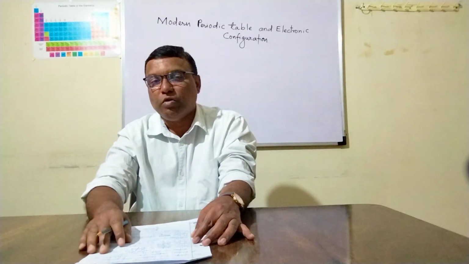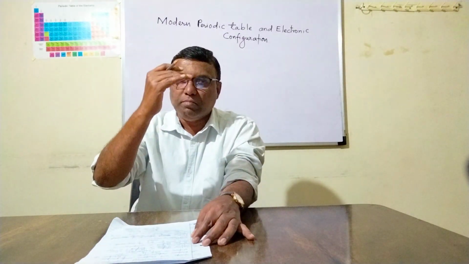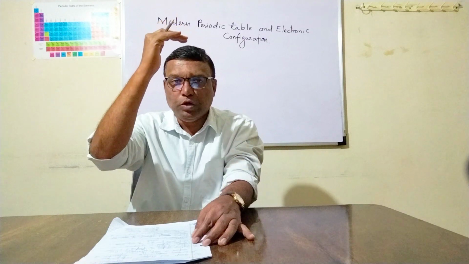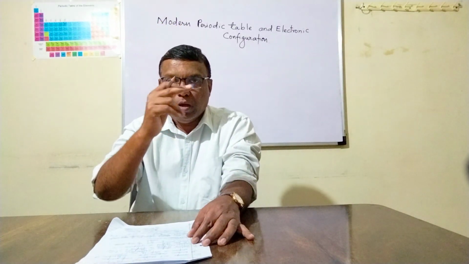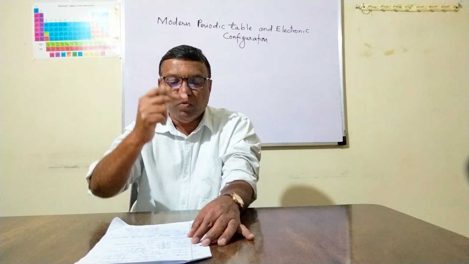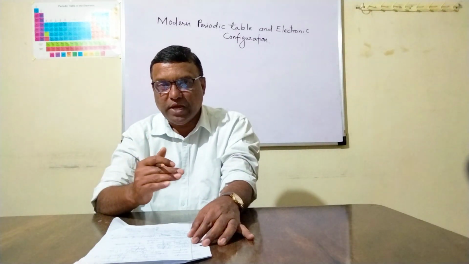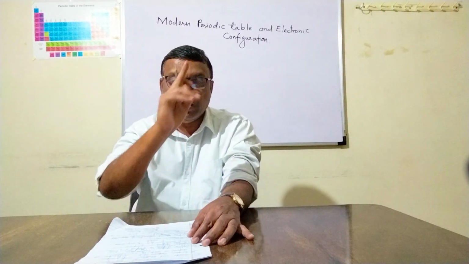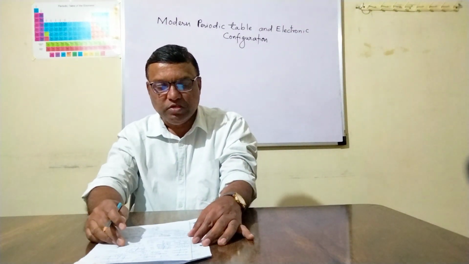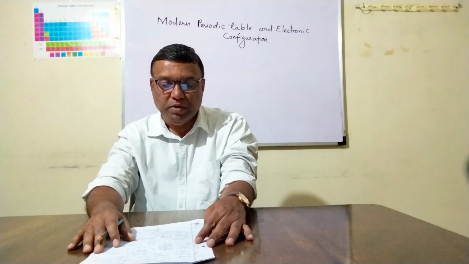This is a notable observation. Suppose in group number first, if we go from top to bottom, what do you observe? After every element, one electronic shell is added. As we travel from top to bottom in group number first, one new electronic shell is added. This you have to keep in mind.